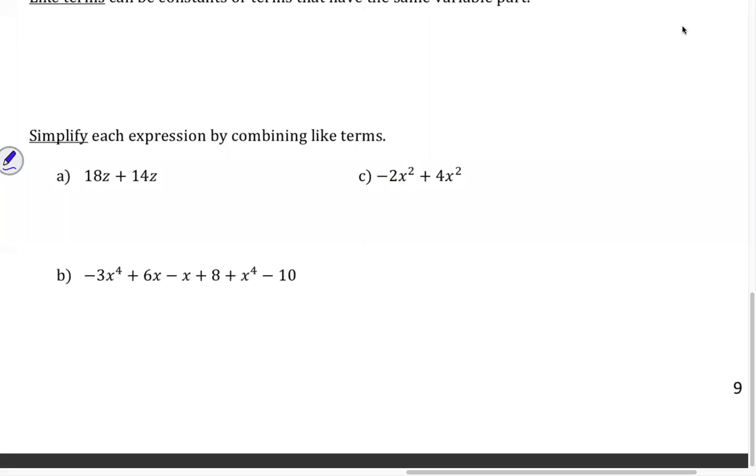Nikki. 32z. Perfect, 32z. Let's jump over to C because that one's easy.